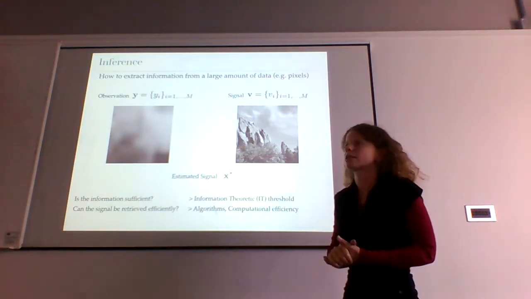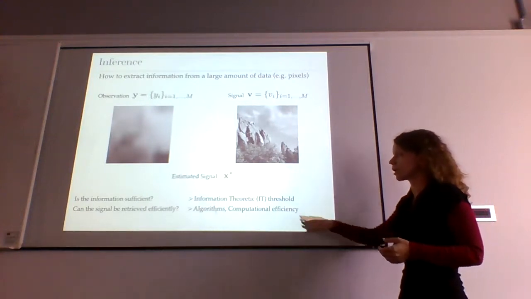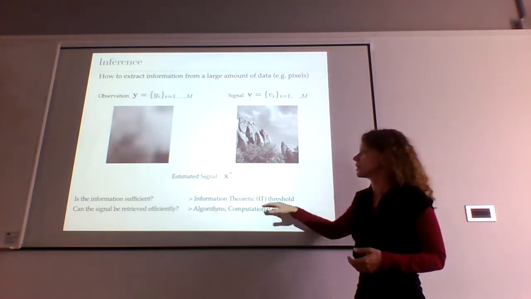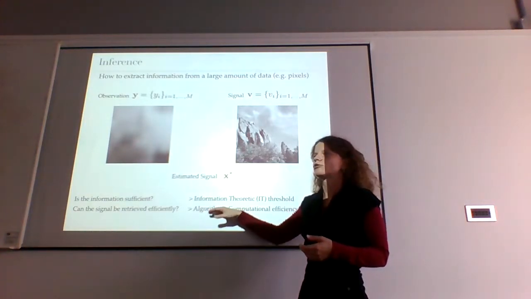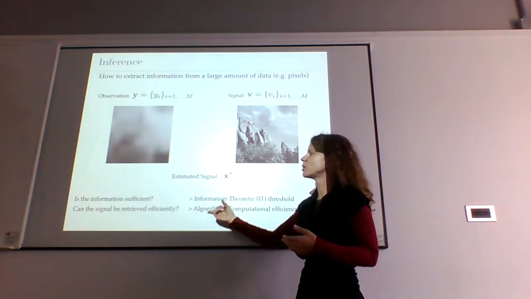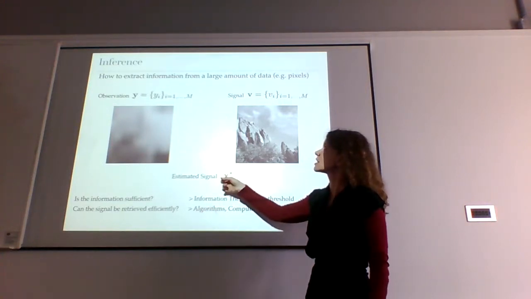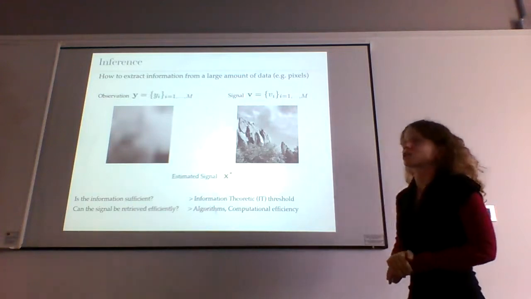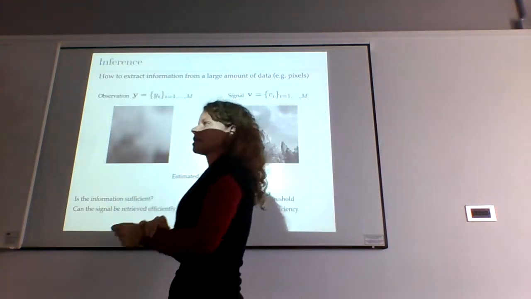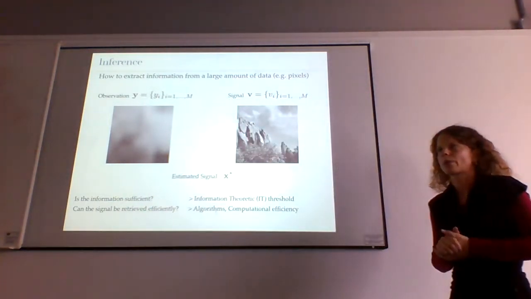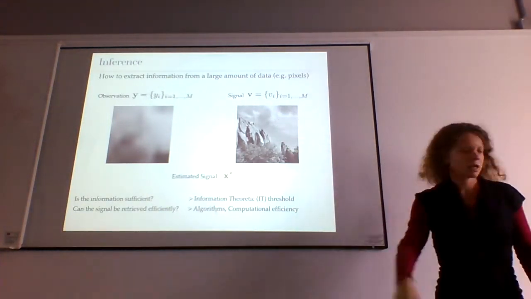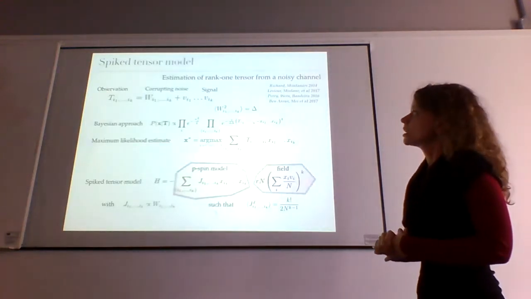And then there is the algorithmic transition that instead focuses on the computational efficiency of the method that we are setting in place to retrieve the signal. So here it is the question of whether we are able to define an algorithm that will be able to obtain an estimation of this signal that contains the information, and this algorithm would be able to get there in polynomial time. Polynomial in terms of the number of degrees of freedom of our system, and that might be, for example, the number of pixels of an image. All right? That's just to set the terminology.